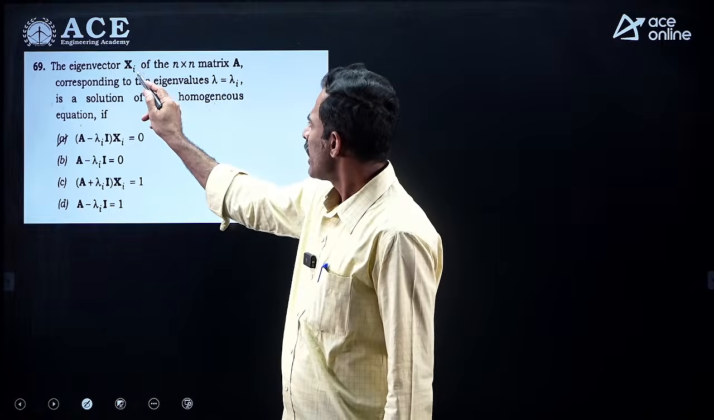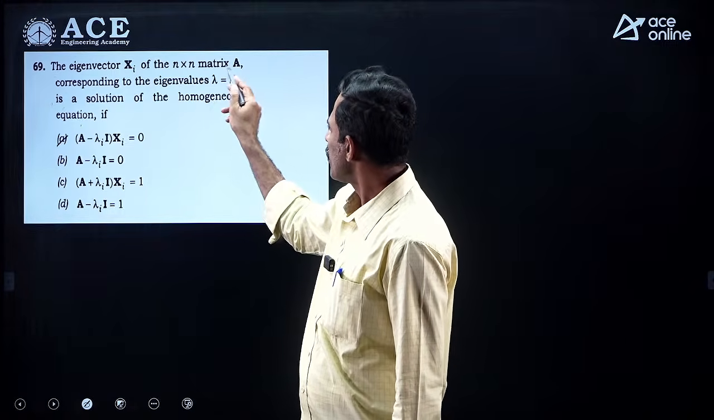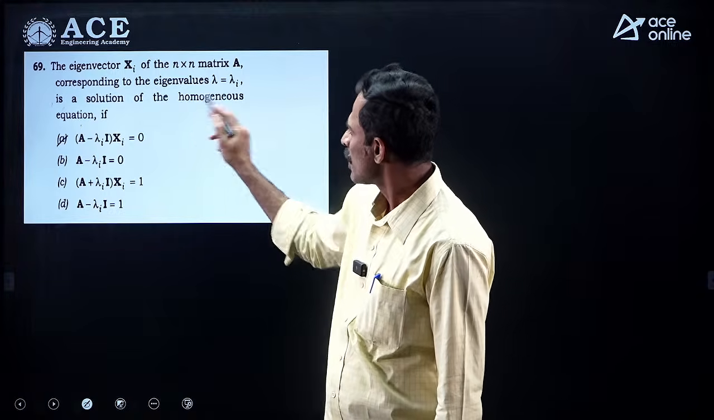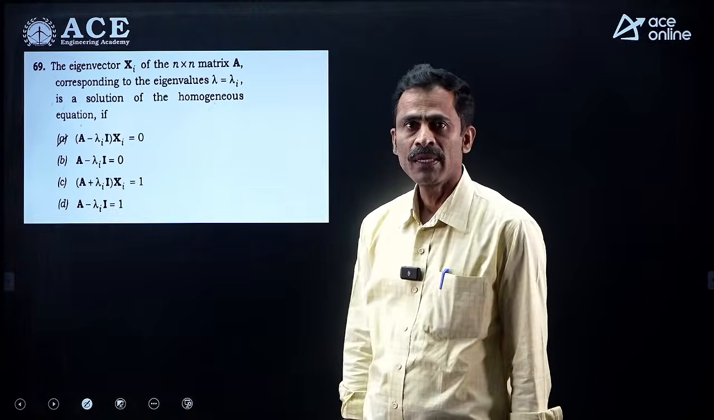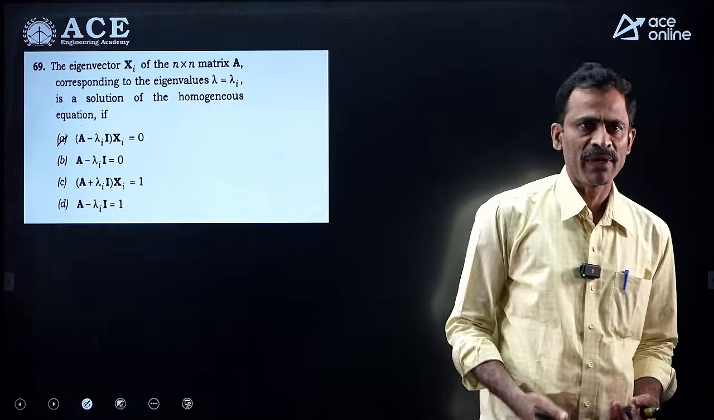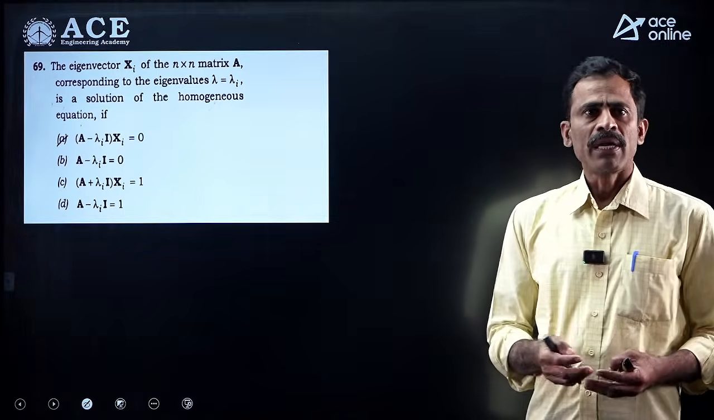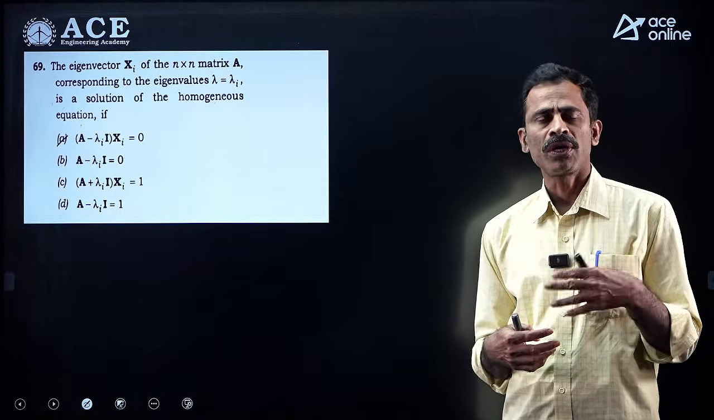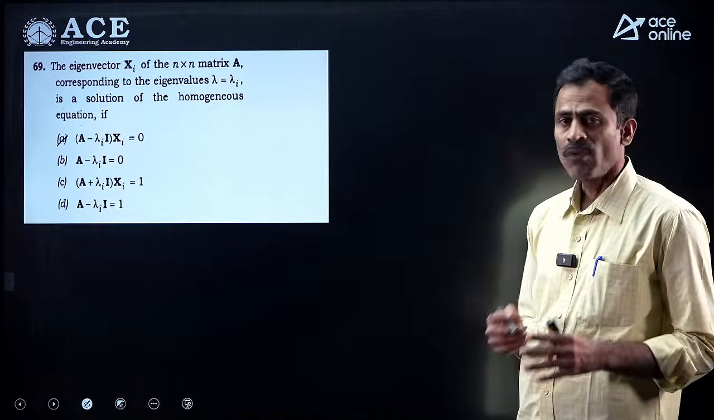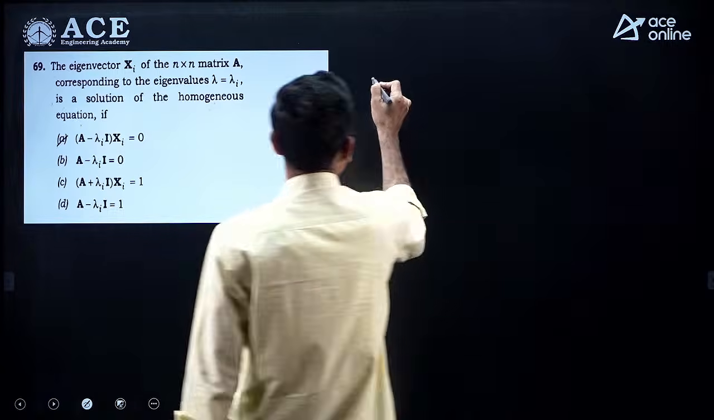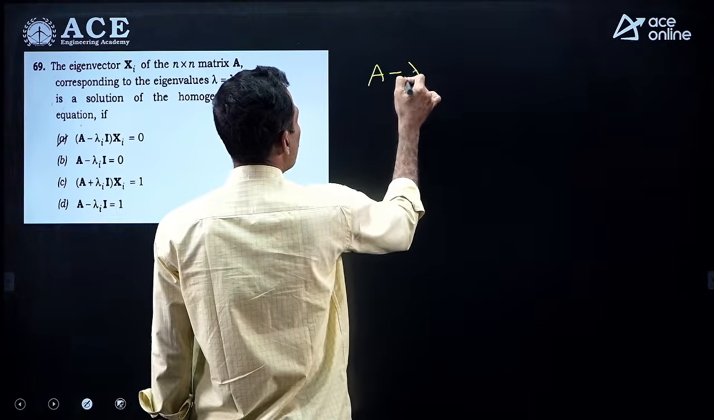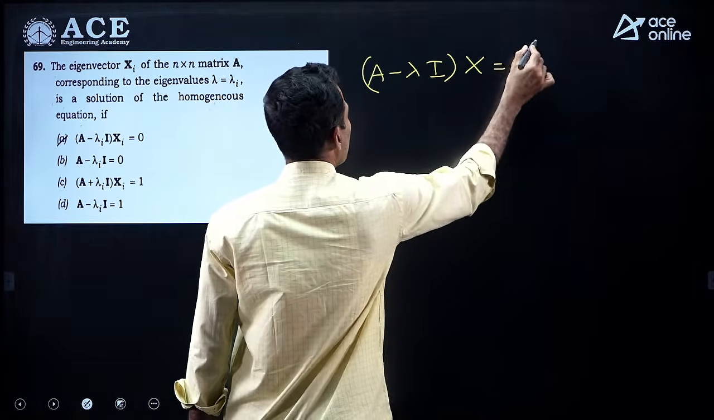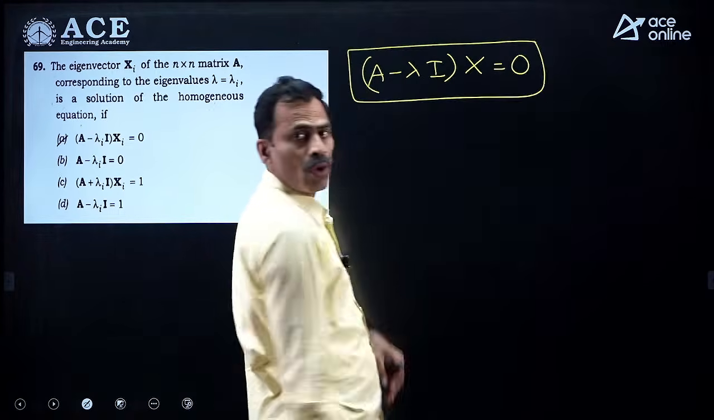The eigenvector xi of an n by n matrix A corresponding to eigenvalue lambda is a solution of the homogeneous equation. According to the definition of eigenvector and eigenvalue, the eigenvector is the same as the non-zero solution, or non-trivial solution, of the homogeneous system. One special type of system is (A minus lambda I) x equal to O.